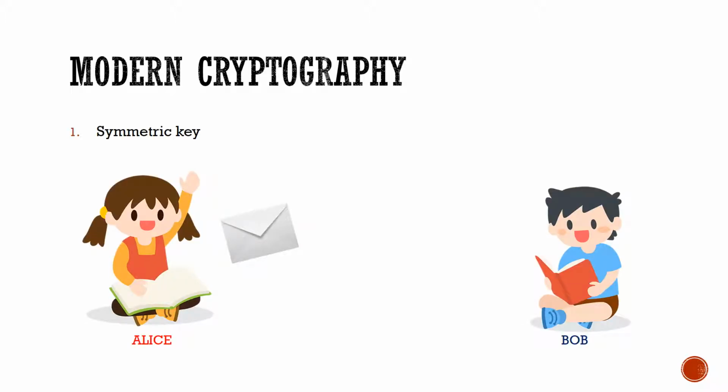There are two major methods that we use in modern cryptography. The first is called symmetric key cryptography. In symmetric key cryptography, Alice and Bob share the same secret key for encrypting and decrypting the message.